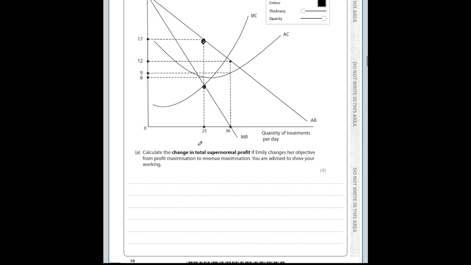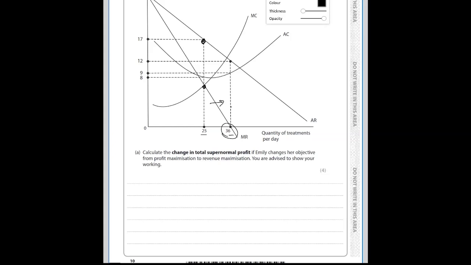So initially she's setting, calculate the change in supernormal profit if Emily changes her objective from profit maximization to revenue maximization. You're advised to show your working. So based on the way they've set this up, I think they mean an increase in output from 25 to 36. Given those are the numbers they're giving us, there are other points that might represent revenue maximization, but I'm assuming that they want this as our reference point for revenue maximization.